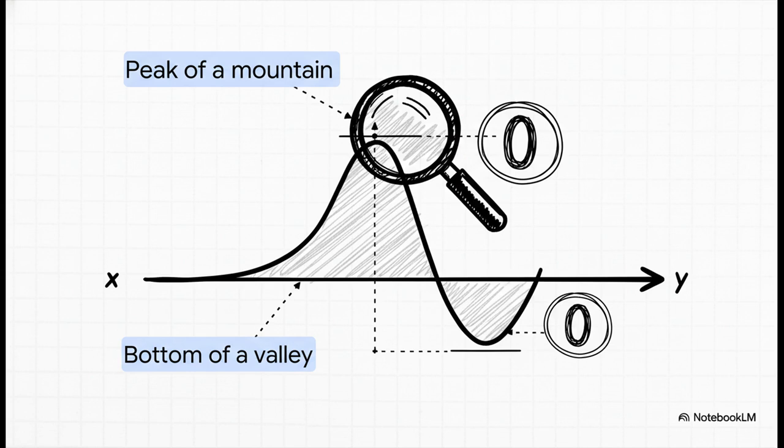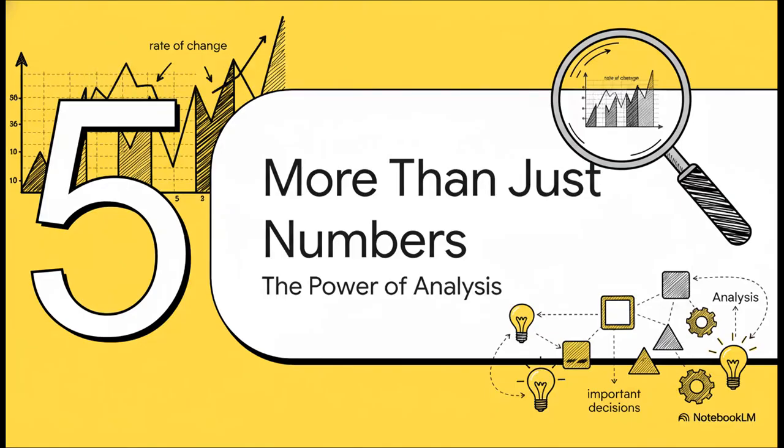It means that for a split second, the change has completely stopped. The graph is flat. This signals what we call a stationary point. It could be the very peak of a mountain, the bottom of a valley, or maybe just a temporary flat spot. And finding these points, well, that's often the whole goal. Which brings us to the real power of all this.